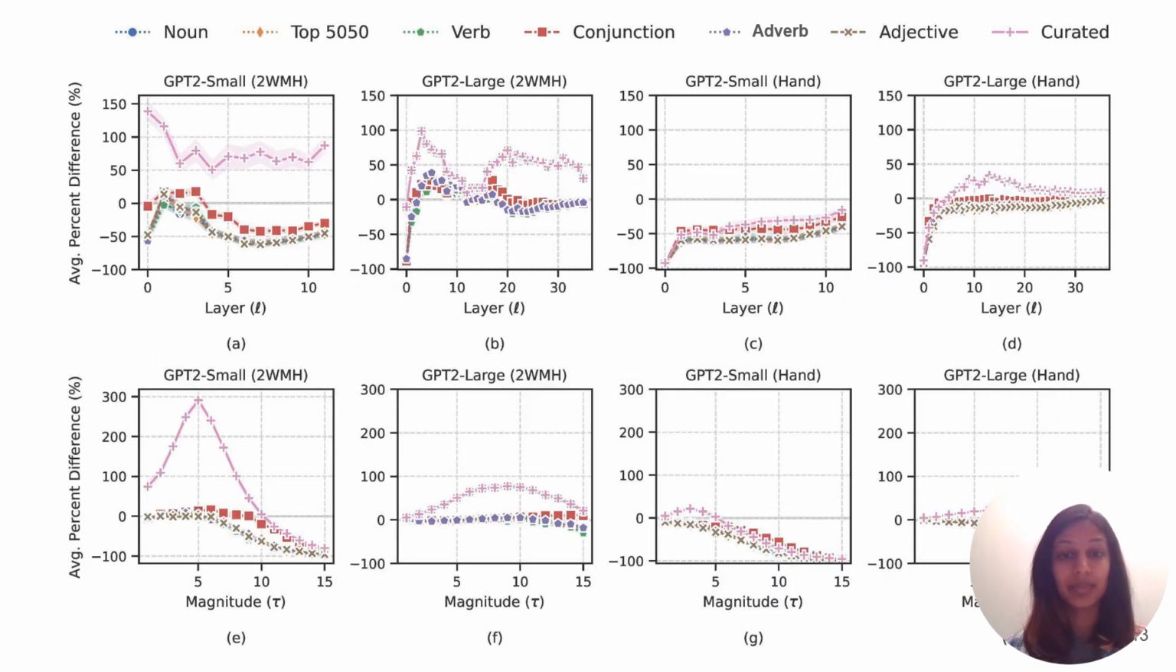On this slide, we show the results of the same experiment, but slightly zoomed out across additional model dataset pairs. The models we consider are GPT-2 small and GPT-2 large. The datasets are the 2-wiki multi-hop dataset and the handwritten dataset. The top row of graphs are us varying the layer across the x-axis, and the bottom row of graphs is us varying the magnitude of that memory injection across the x-axis. And the takeaway is, in every single one of these graphs, that pink line representing curated memory injections outperforms all of the other colorful lines indicating random memory injections from various parts of speech.